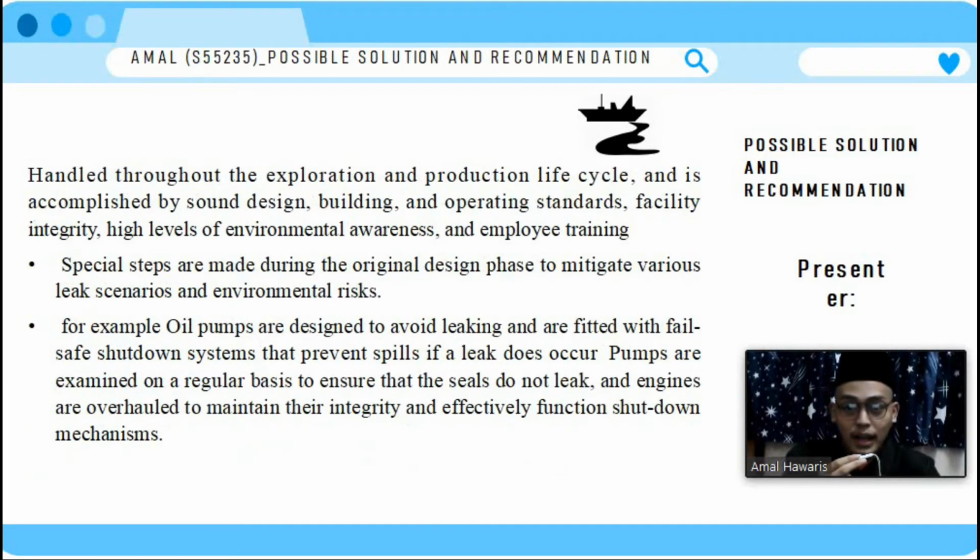Next is prevention handled throughout the exploration and productive life cycle, and is accomplished by sound design, building and operating standards, facility integrity, a high level of environmental awareness and employee training. Special steps are made during the original design phase to mitigate various leak scenarios and environmental risk. For example, oil pumps are designed to avoid leaks and are fitted with fail-safe shutdown systems that prevent spills if a leak occurs. Thus, pumps are examined on a regular basis to ensure that the seals do not leak.